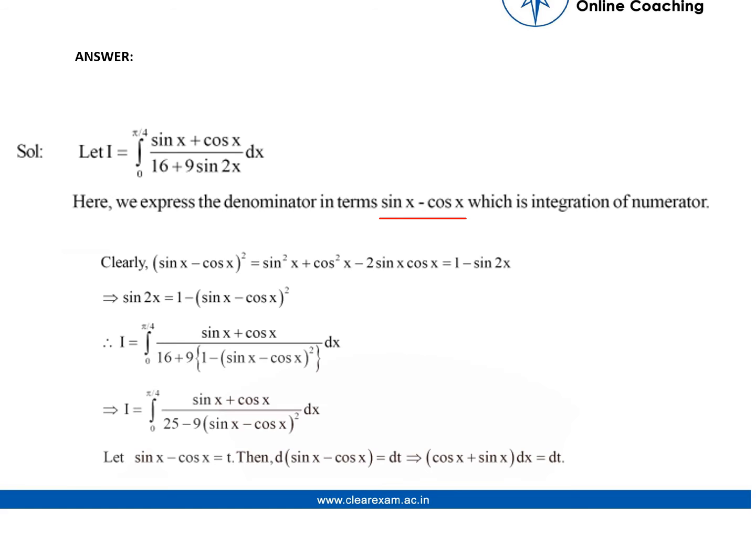Solving it further, we'll get the value as the integral of (sin x plus cos x) upon (25 minus 9 (sin x minus cos x) whole square) dx from pi by 4 to 0. Now we'll let sin x minus cos x as t. That would make d(sin x minus cos x) equal to dt. Now (cos x plus sin x) dx is equal to dt.